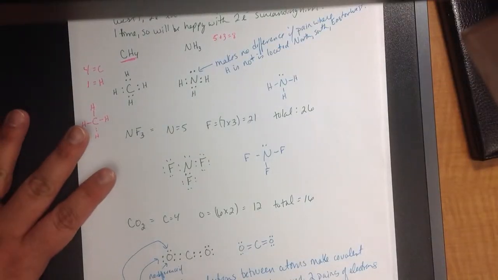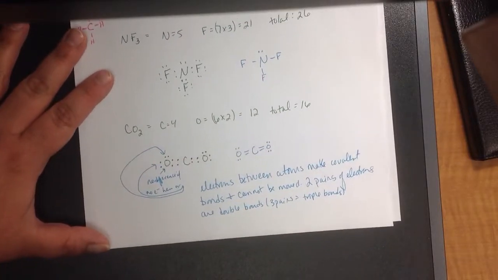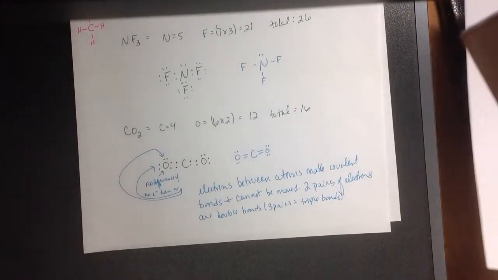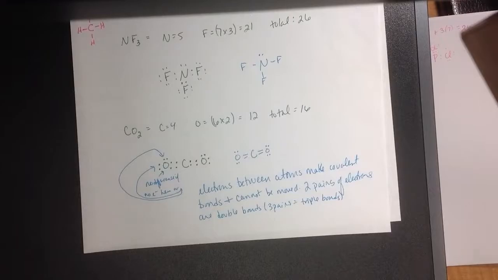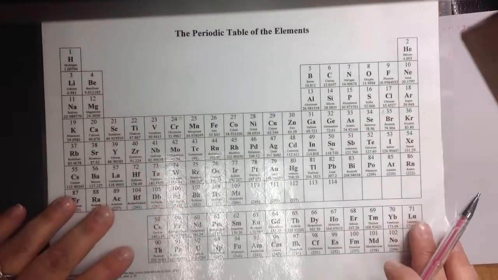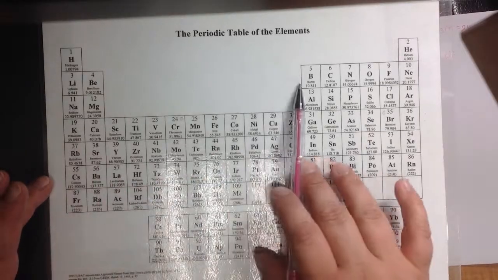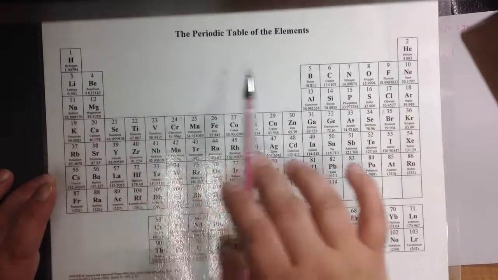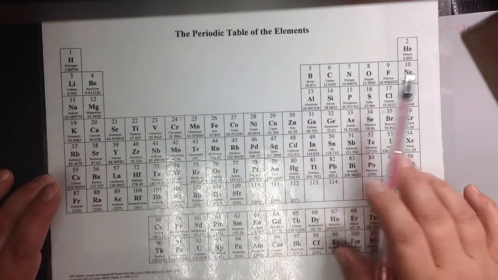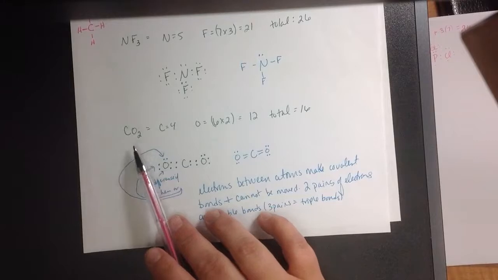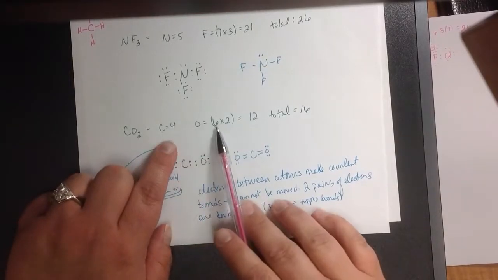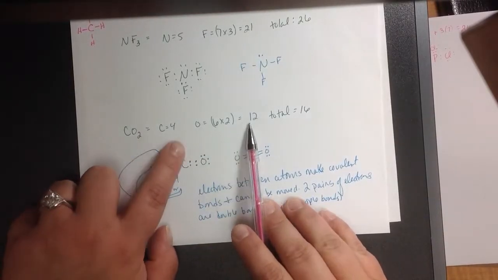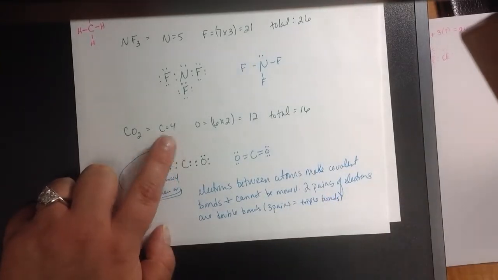Until we get to something with a double bond in it. That might be a little bit more difficult. So let's count up the valence electrons in CO2. So first we look at carbon. Carbon has 1, 2, 3, 4 valence electrons. Oxygen has 1, 2, 3, 4, 5, 6. So let's see. Carbon has 4, oxygen has 6, but there's 2 of them. Total number 16.